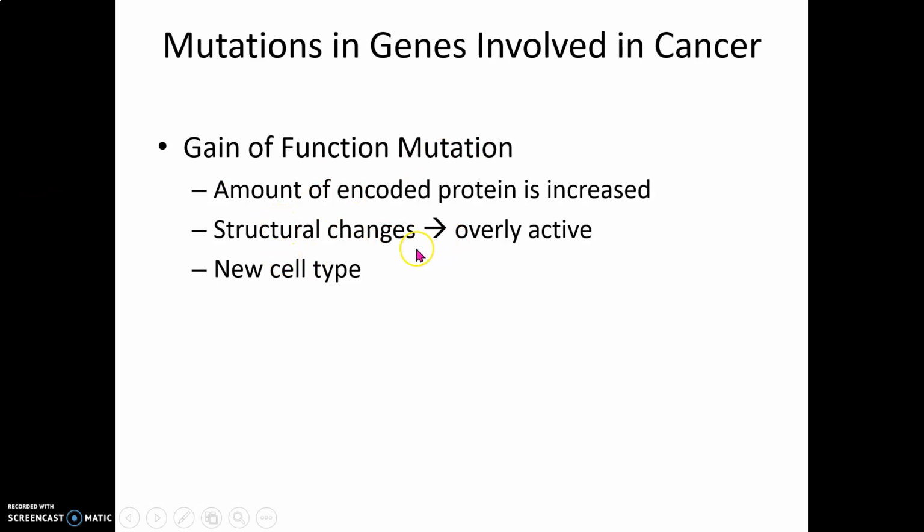You can have a structural change that causes something to be overly active. Say one of the receptors acquires a mutation that changes its affinity for the growth factors, makes it even more highly able to bind. Well, now you're going to have an abundance of cell division. Or you can start to express one of those in a cell that doesn't normally have it. So now you can be turning on cell division in a cell that has little to no cell division.